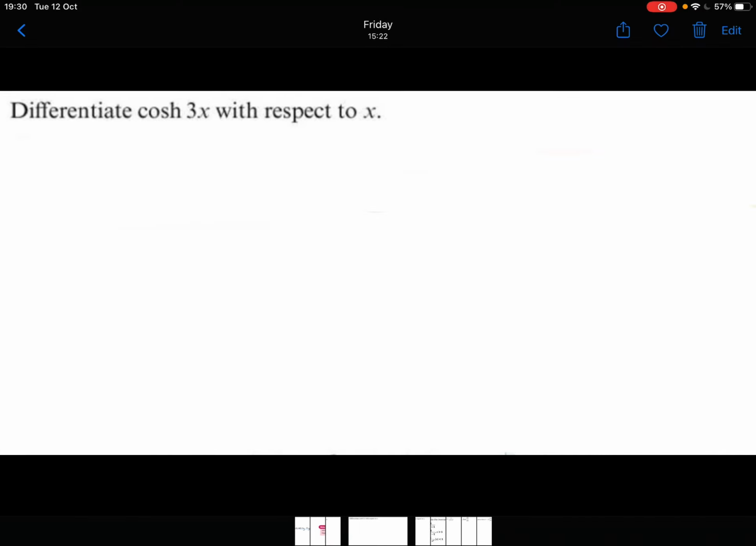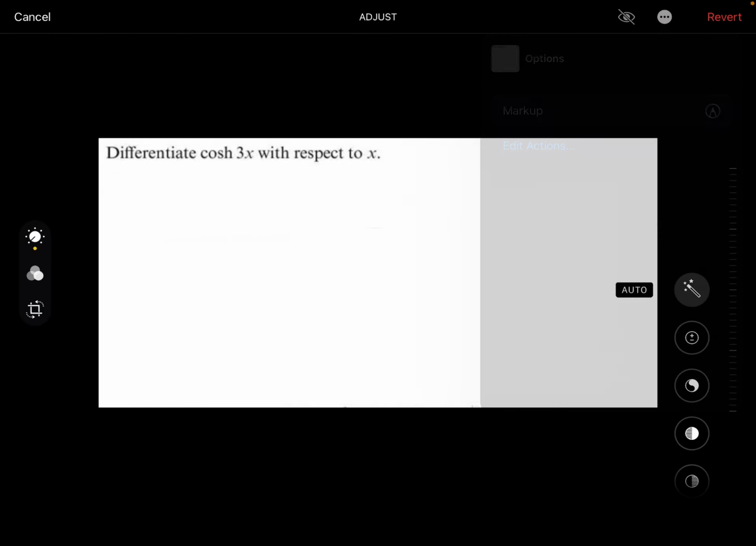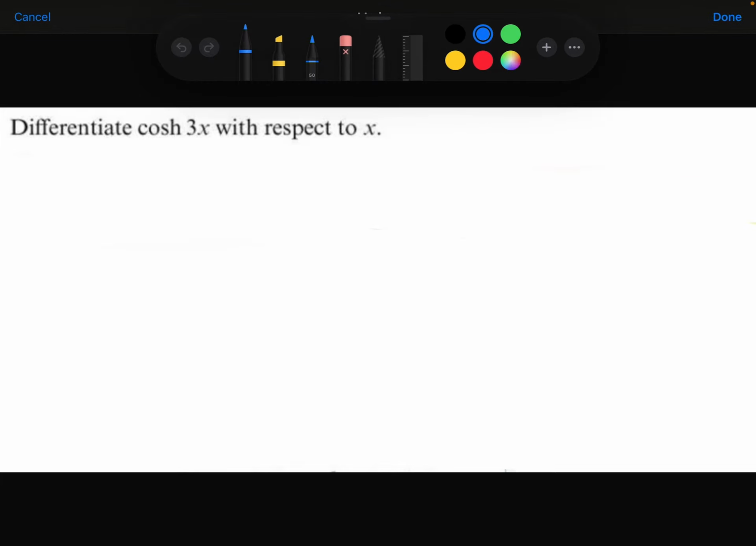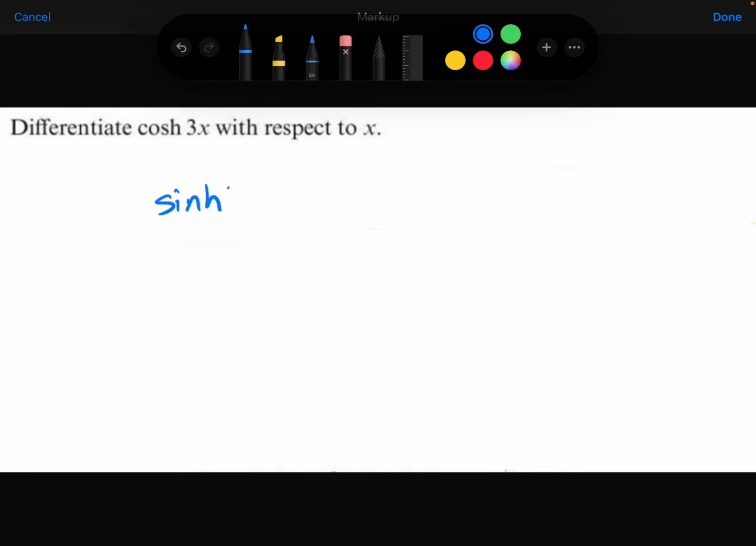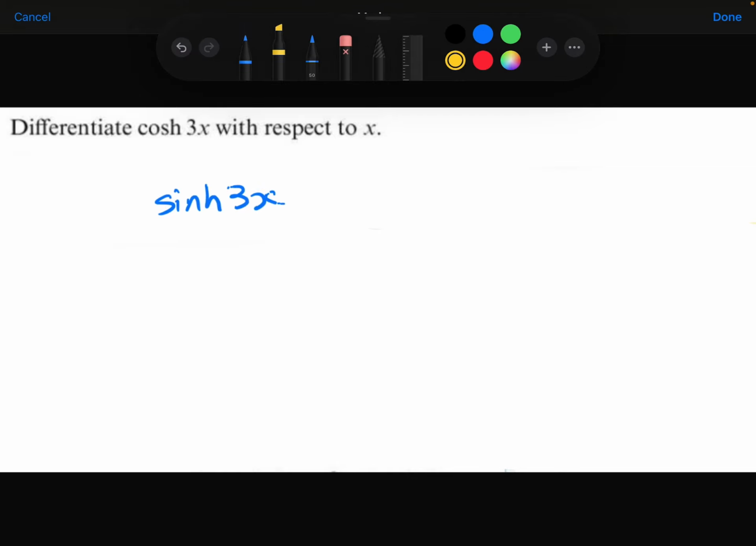So let's do some more examples with some slightly harder functions. So here I want to differentiate cosh 3x. Well, I know that cosh differentiates to be sinh. So I would get sinh 3x. But by the chain rule, I'm going to have to multiply by 3 because that's the derivative of the inside. So cosh 3x would differentiate to be 3 sinh 3x.